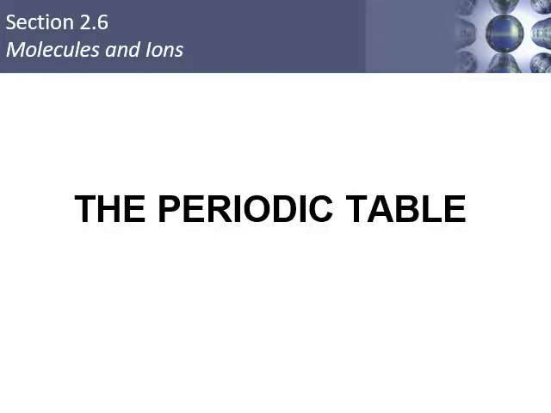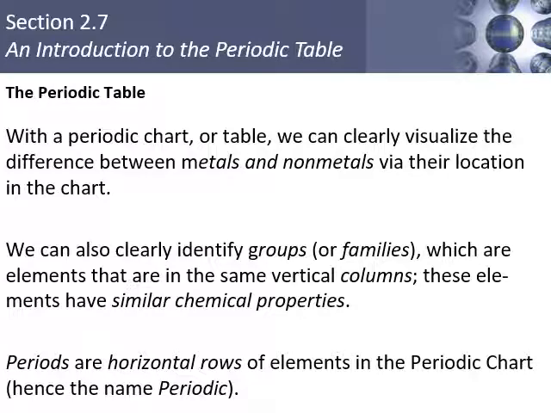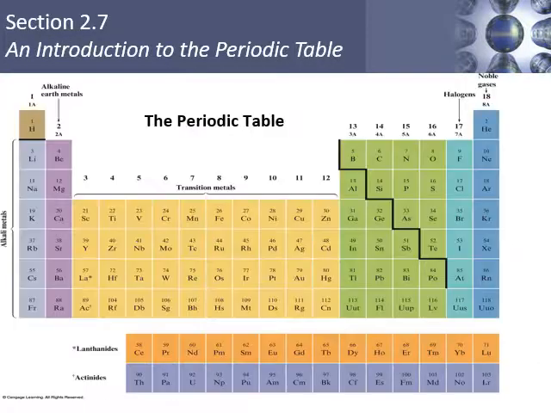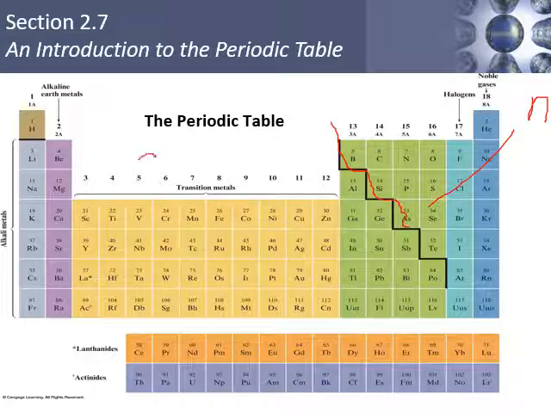So let's go to the table. Let me go to the next slide here, and let's just look at this. Now this is super important. This is the most important thing I'm going to talk about today other than naming. Here is the line I was talking about. It's a zigzag line, and on the right and above this line are the nonmetals, and the things on the left are called metals. All of these. So you say, well, that's not really fair, right? Because there's more metals, but that's just the way it is.